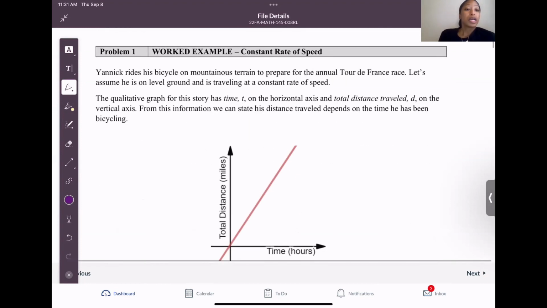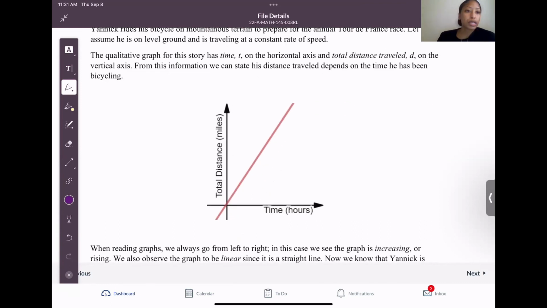So for problem 1, Yannick rides his bicycle on mountainous terrain to prepare for the annual Tour de France race. Let's assume he's on level ground. So he's riding on level ground, flat surface, and is traveling at a constant rate of speed. So if you look at this graph, it doesn't really have any numbers on it. So we won't be able to calculate exactly what his speed is, but that's okay. But it's constant. So as time travels, he's going to go more and more miles per hour, right?